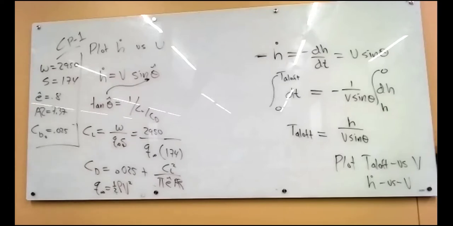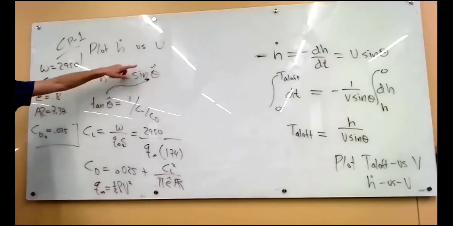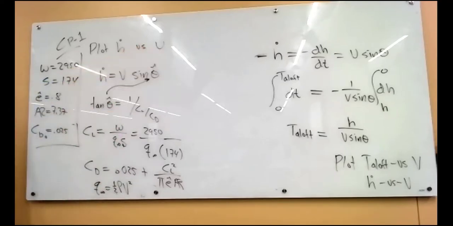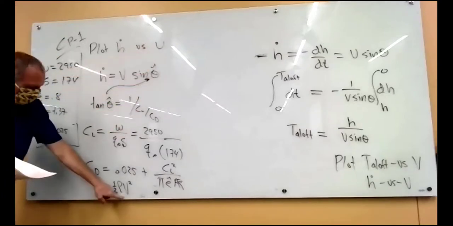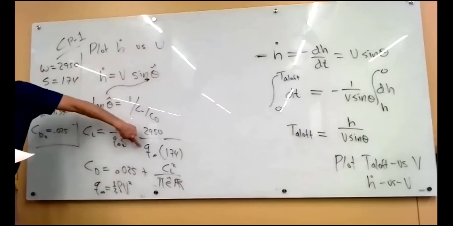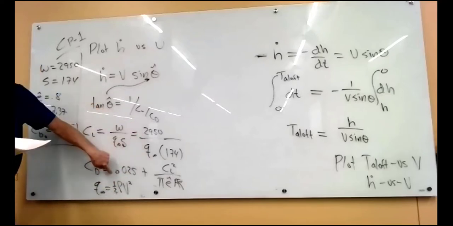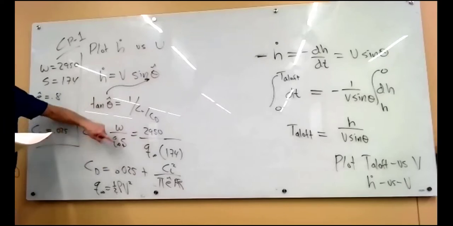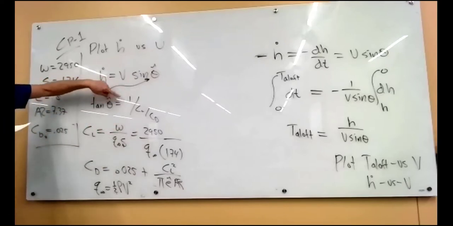What is what? I didn't hear what you said at the end. Velocity is the independent variable for the plot, yeah. So we're going to have a column for velocity that's going to go into this equation in the next column. That's going to go into this equation for the next column, which is then going to go into this equation for the next column, which is going to go into this equation.